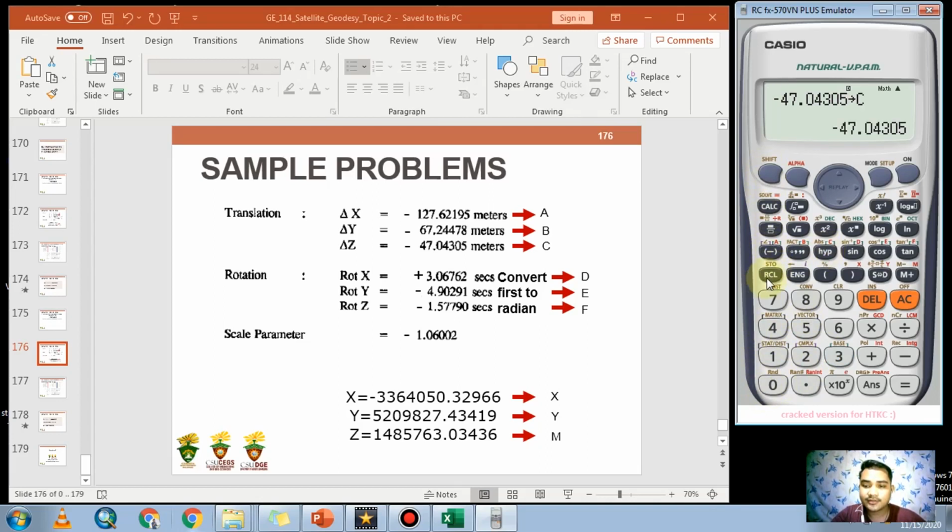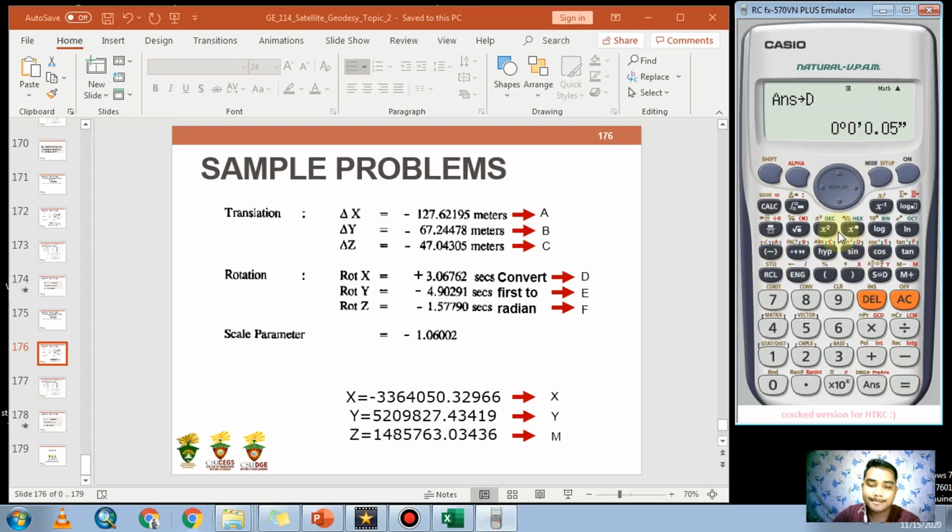If you check, negative, negative, negative. For rotation X, we have positive 0 degrees, 0 minutes, 3.06762 seconds. We also need to convert it to radians. 0.6762 times pi over 180 equals... I know, there's a syntax error because degrees weren't entered. Be careful, class. So again, this value we store in D.